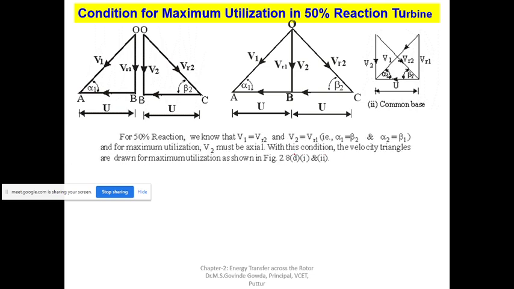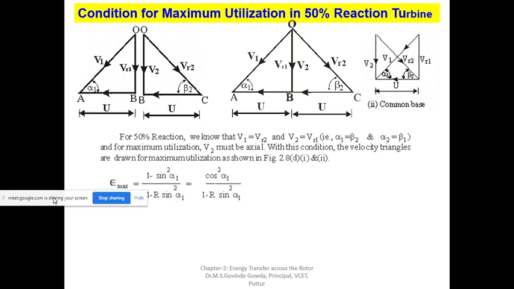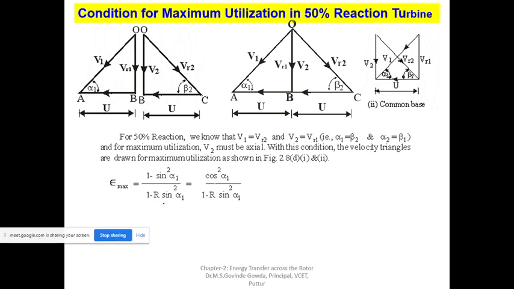These conditions you already know. Whenever I say it is a 50% reaction turbine, we know that the triangles are symmetrical. So V1 equals VR2, VR1 equals V2, and the condition is that V2 must be axial. With this condition, the velocity triangles are drawn as shown in the figure. Now the utilization factor is given by E max equals 1 minus sin square alpha 1 by 1 minus r sin square alpha 1. So 1 minus sin square alpha 1 is cos square alpha 1, over 1 minus r sin square alpha 1.